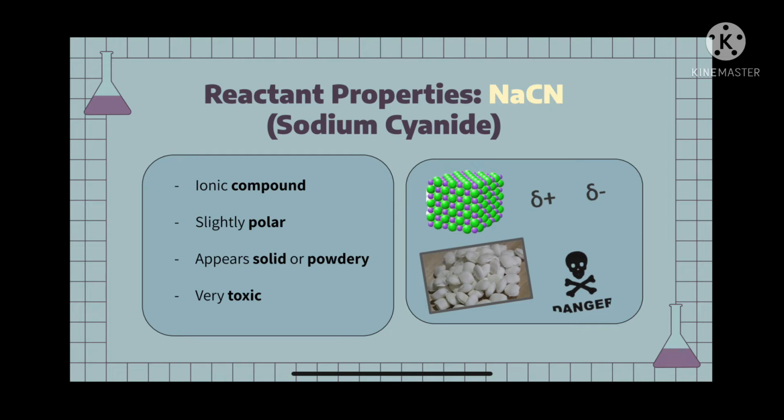Moving on to our reactant compound's properties, which is sodium cyanide. It is an ionic compound because sodium is a cation and cyanide is an anion. This compound is slightly porous and usually appears in a solid or powdery state. As shown, it is very toxic. In fact, 1.5 milligrams is enough to kill a human being. So please, if you have any kids around, keep them away from it.